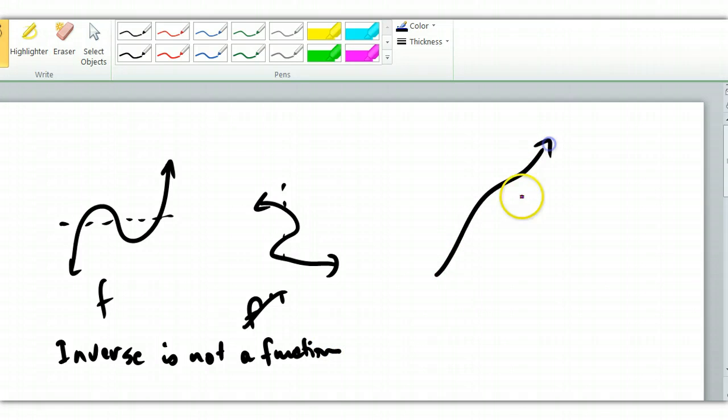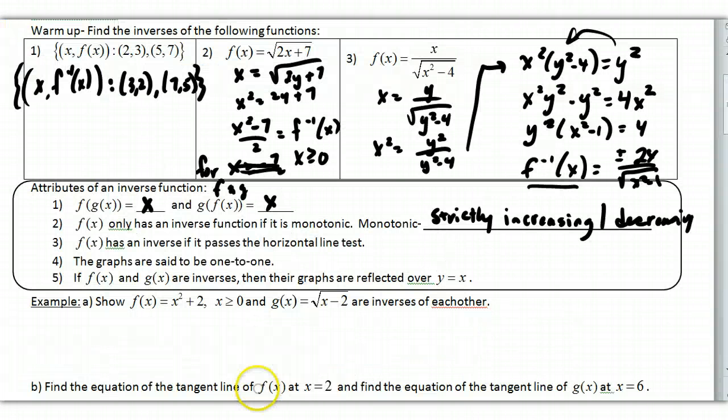If I'm strictly increasing like this, taking the inverse is no problem because I switch x and y. Something like this is also called one-to-one. That means that for every x there's one y, and for every y there's one x. So it's kind of double duty on our function talk from Algebra 1. It has to pass the horizontal line test. Graphs are said to be one-to-one.